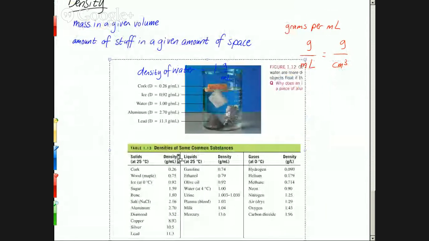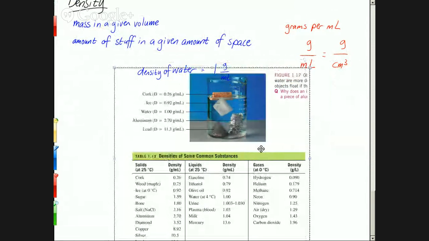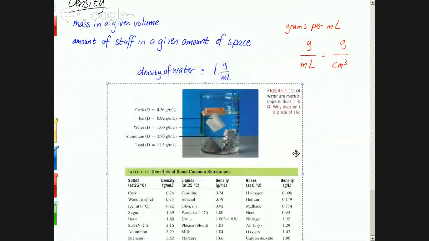So here's a picture and a little table to help us talk about density a little bit. This is from the book. You see here a picture of a beaker of water, and there's some stuff in it: a cork, an ice cube, some aluminum, and some lead. The cork has a much, much lower density than water, so it floats, mostly out of the water. The ice, the density is just a little bit less than water, so it floats to the top with a tiny bit peeking out. Then you've got your water, density of 1. The aluminum and the lead both sink because of their greater density.